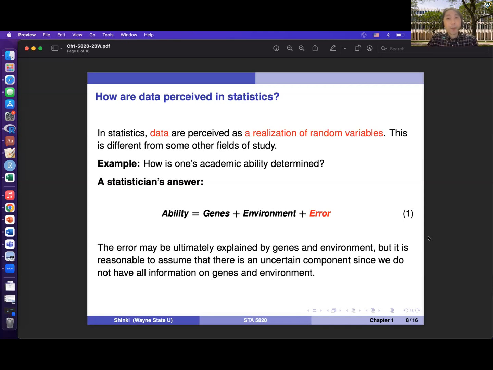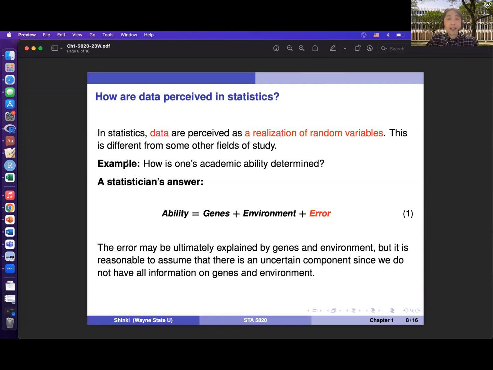this is especially important for engineers. Maybe there are not many engineers in this course, but in statistics, data are perceived as a realization of random variables. This is different from some other fields, such as computer science or engineering. In engineering, people see data as numbers, but statisticians see data as a realization of random variables.